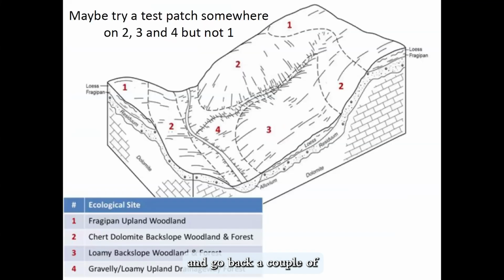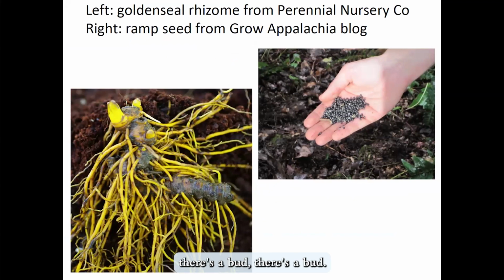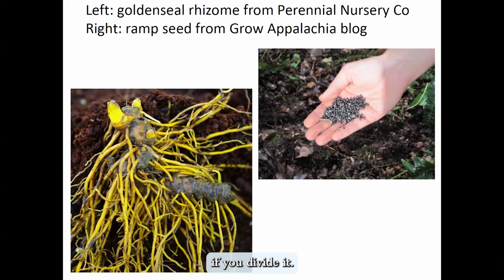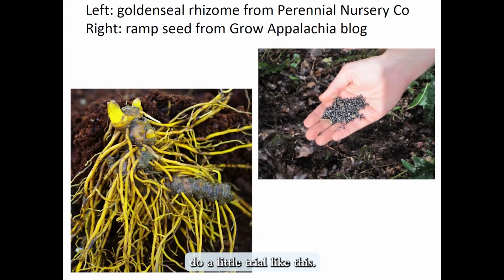I'll go back a couple of slides here. You can see on this goldenseal rhizome, there's a bud, there's a bud, there's a bud, there's a bud. There's probably a bud somewhere down on here. And so this nice big goldenseal root, if you dug it up and want to start some test patches, if you divide it, you don't have to dig up too many of those to do a little trial like this.